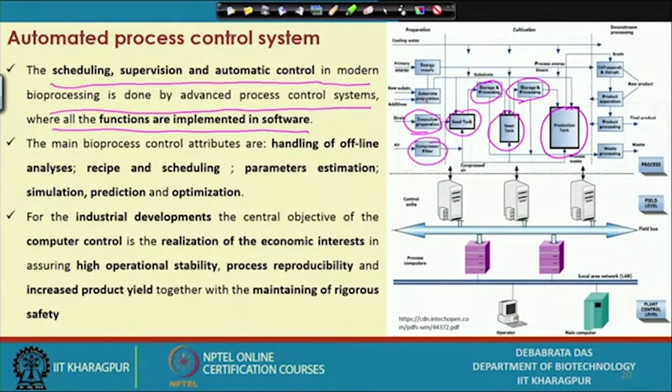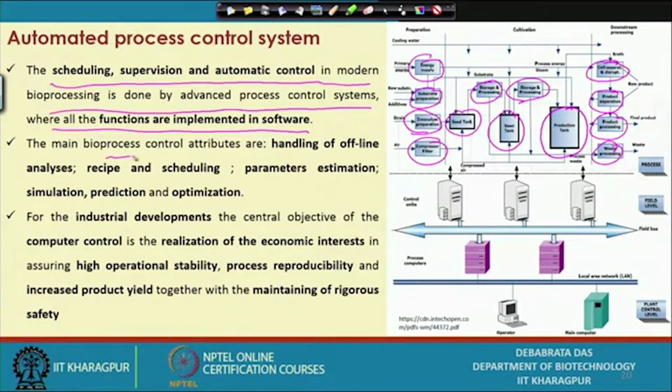This is the compression filter. This is substrate preparation. This is the energy supply. This is the cell separation and disruption. This is the product separation, product processing, waste processing. So, these are the different units we have. So, we have different control units. We require all the control systems for the different phases.